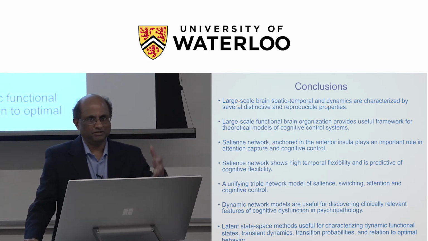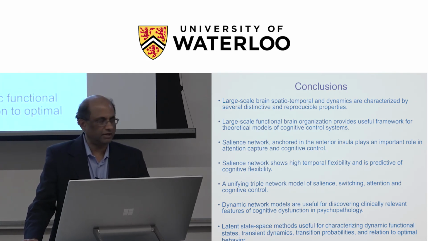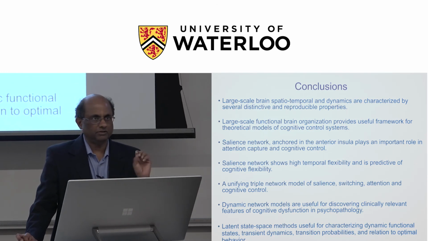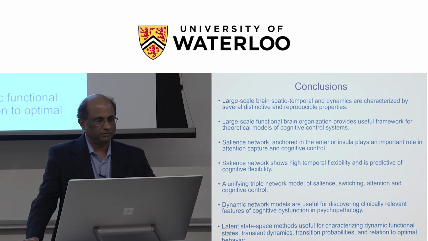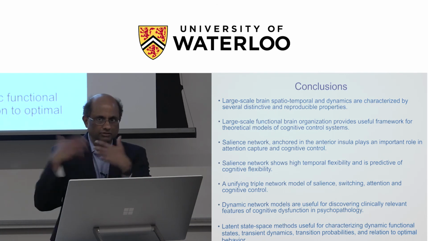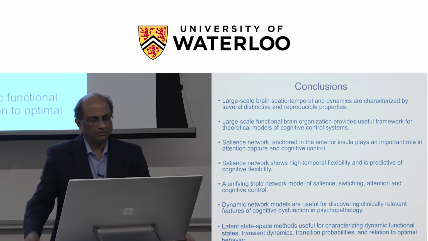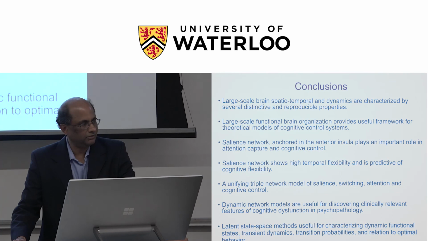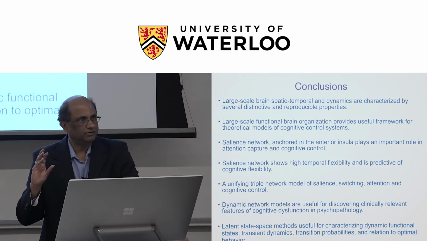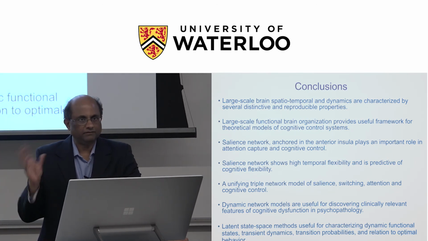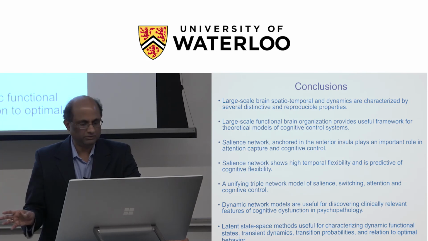There are particular functional systems. They come up over and over again in cognitive tasks, affective tasks. And I've highlighted the role of the salience network and the anterior insula and the anterior cingulate cortex in attentional capture and then triggering other systems that are involved in higher order control. And it's a flexible system, and its inflexibility is related to a number of psychopathologies.